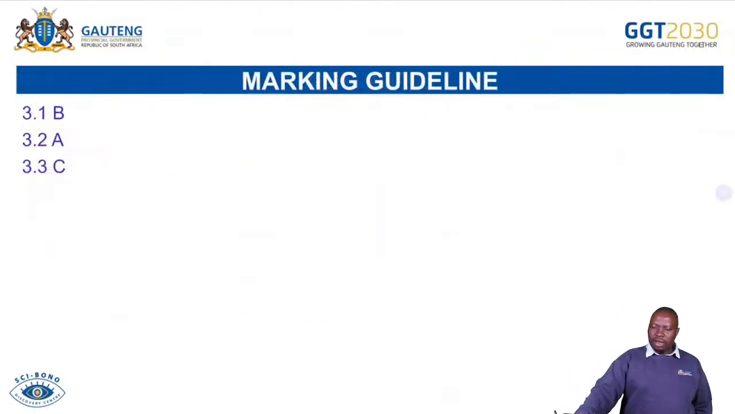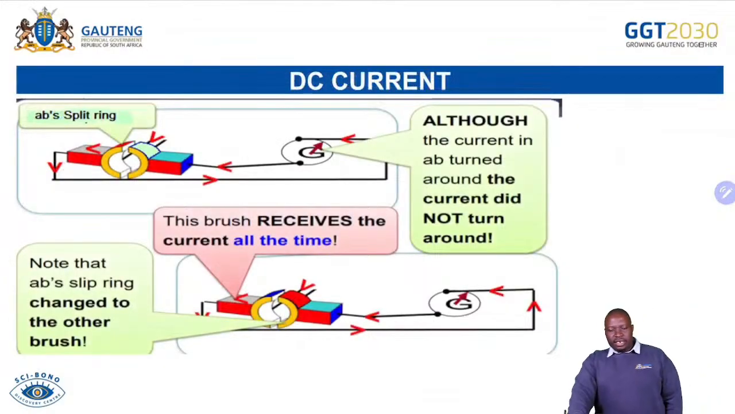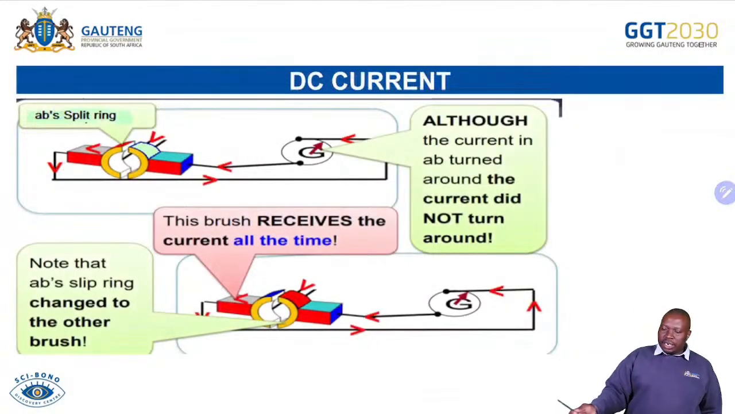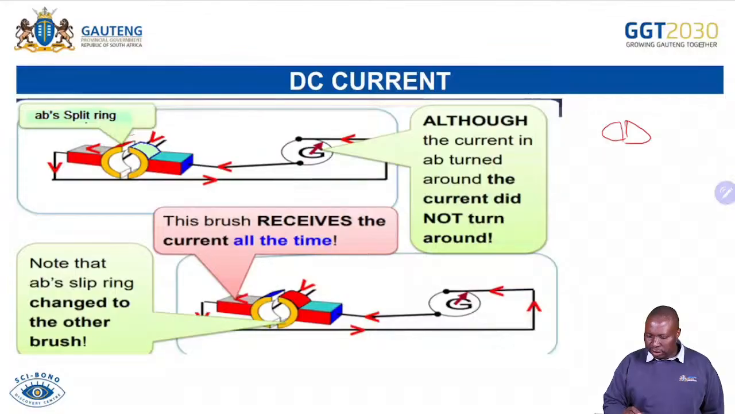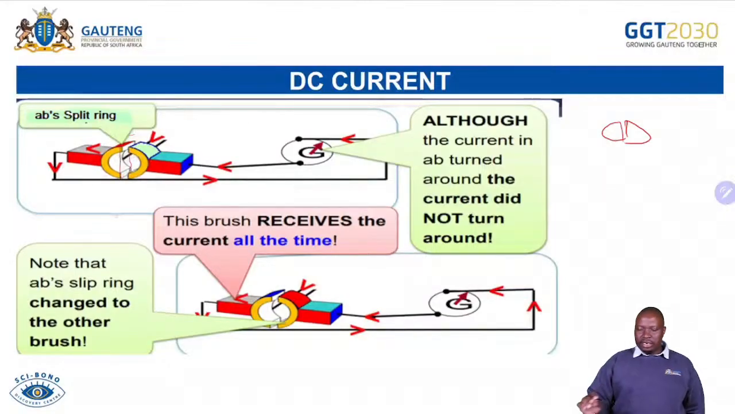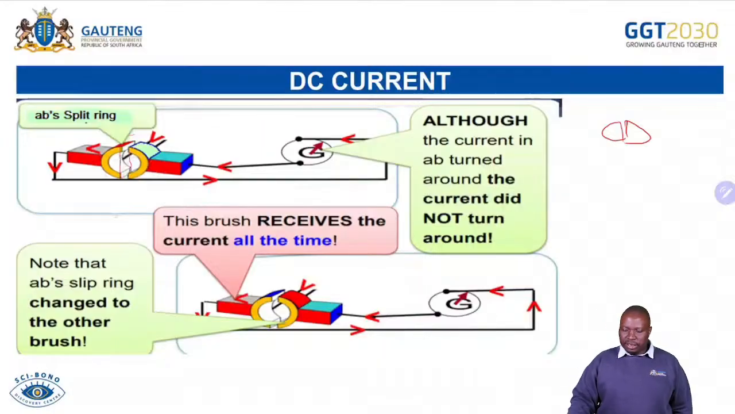And then let's look at this direct current. Already I told you, direct current, what do I look for? I'm looking for the split ring. You can see it's a ring, but it has been split. And you can see the D there. Don't forget your D there for the DC. You see that this is our DC, and then it will be DC.